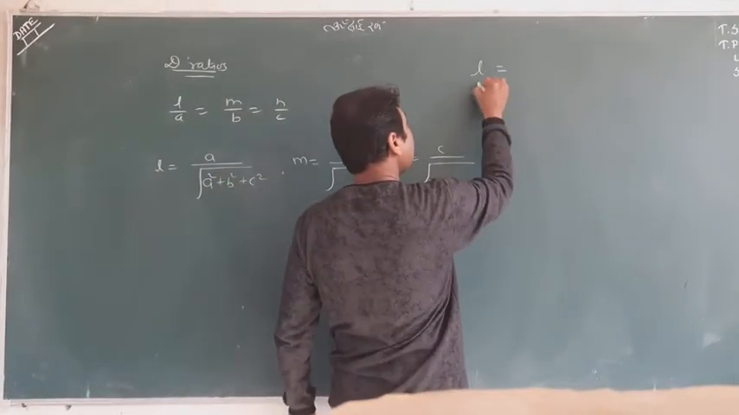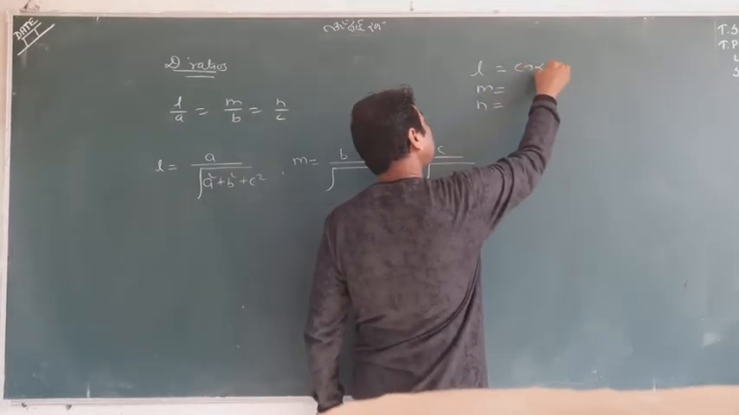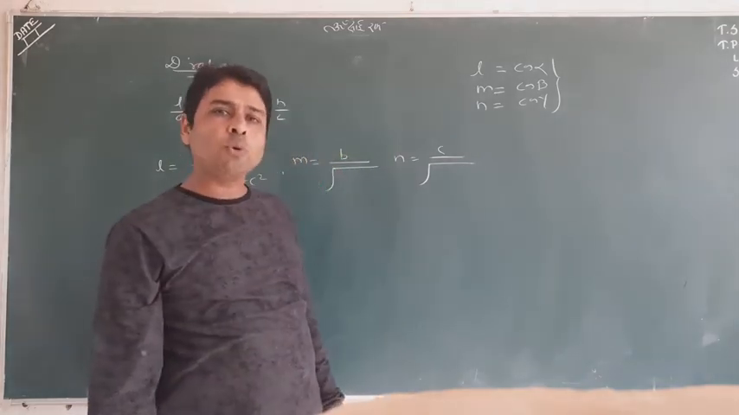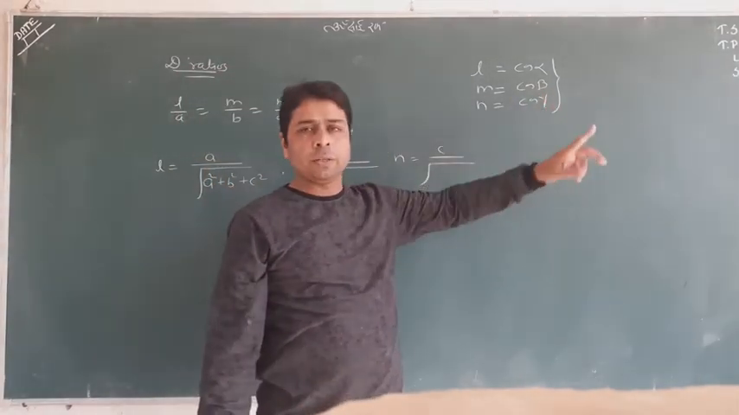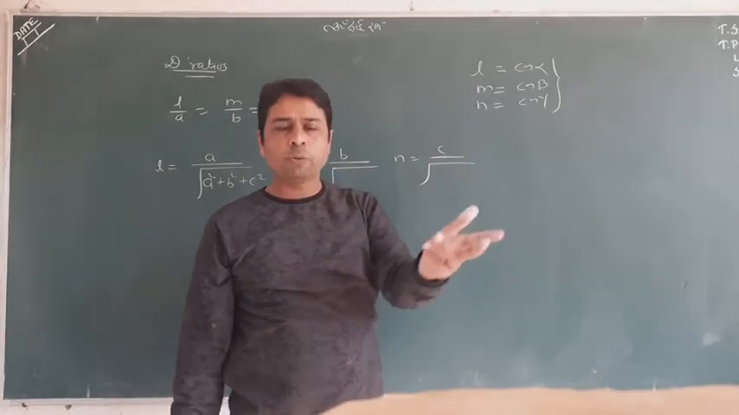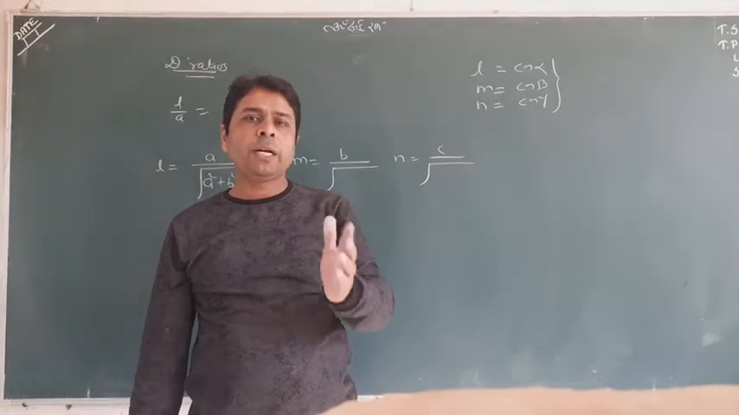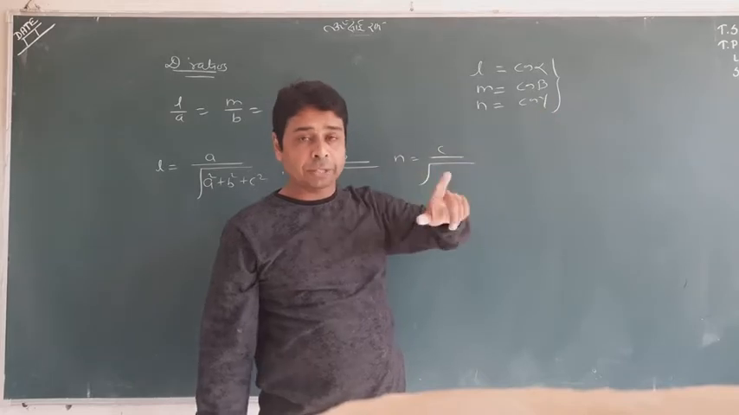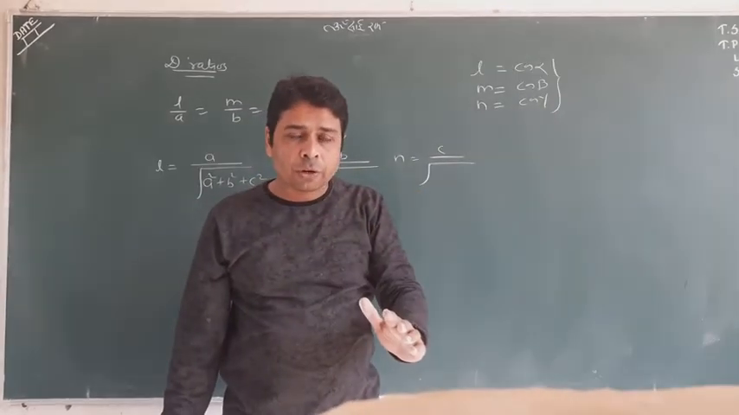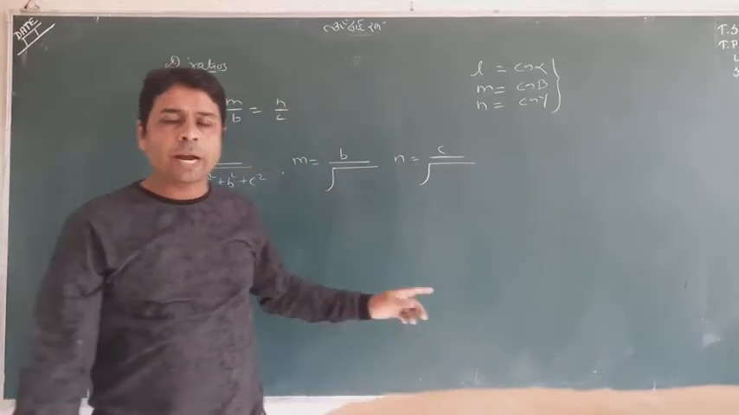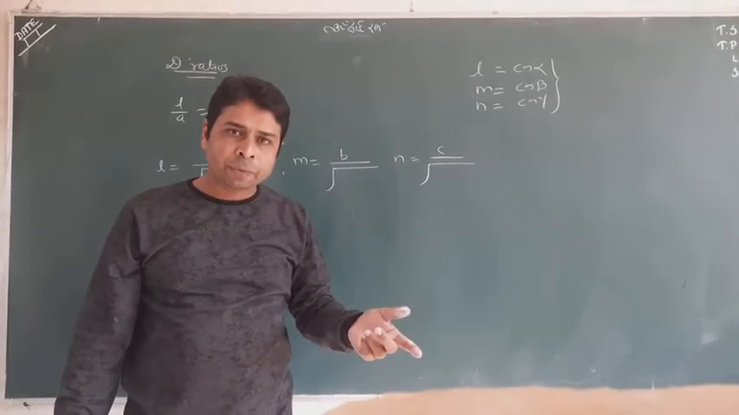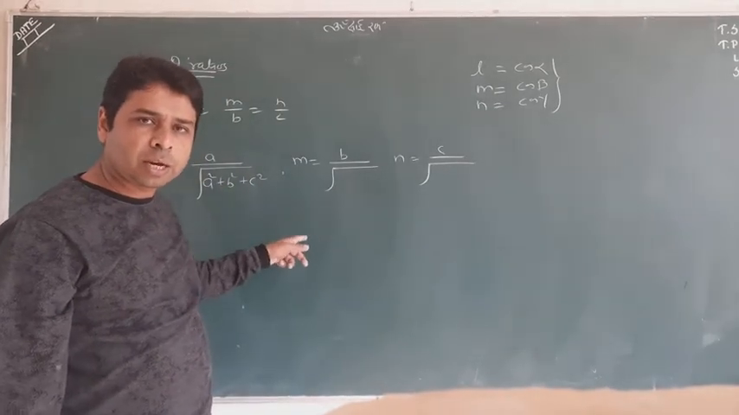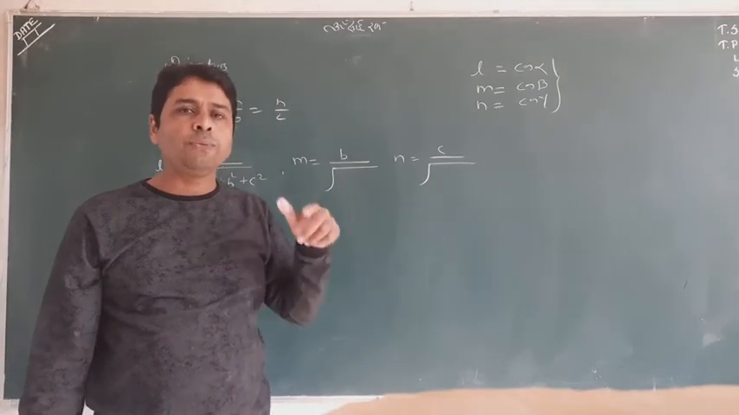I just want to draw your attention to two things. l, m, n have a formula, but this particular formula will be used at only one time, when alpha, beta, gamma will be given, and you know what alpha, beta, gamma are. When alpha, beta and gamma are given, you will use the formula l, m, n equal to cos alpha, cos beta, cos gamma. But when alpha, beta, gamma are not given, and you are told to find l, m, n, then definitely this other formula will be used. What are a, b, c? These are the direction ratios of the line.